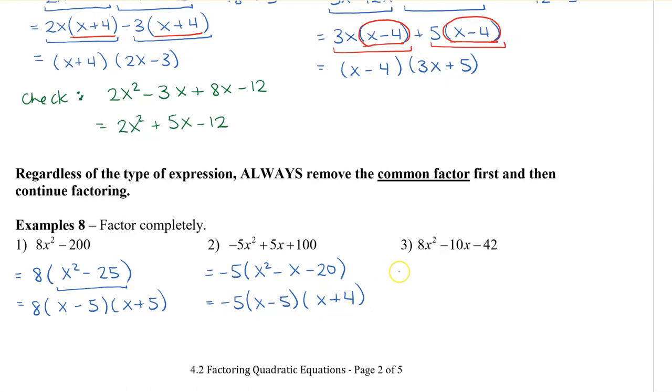Okay, the last one, I can factor out a 2. So then I get 4x squared minus 5x minus 21. Okay, so doing my guess and check method, I'm going to just place the brackets already. The 4 is a little bit confusing because it can go 1 times 4 or 2 times 2. So I'm going to do the 21 first because 21 is such a big number. It's most likely not going to be 1 times 21. So I'm going to choose negative 3 and plus 7.